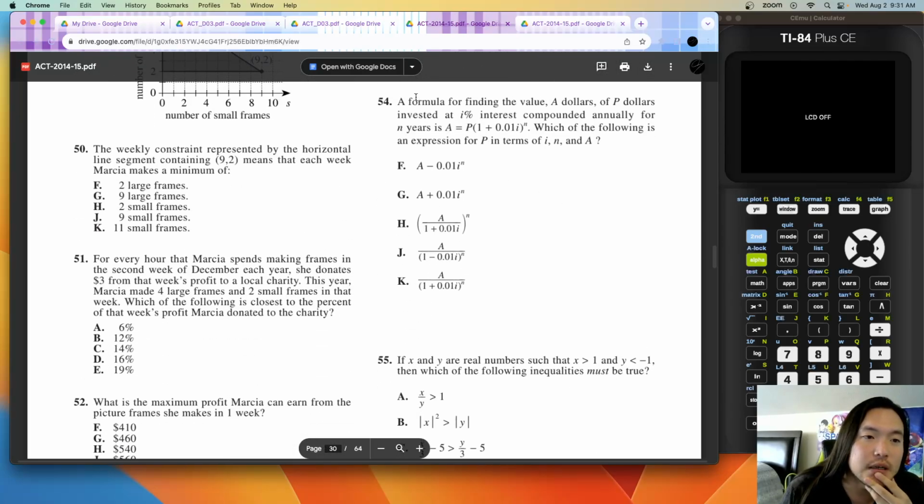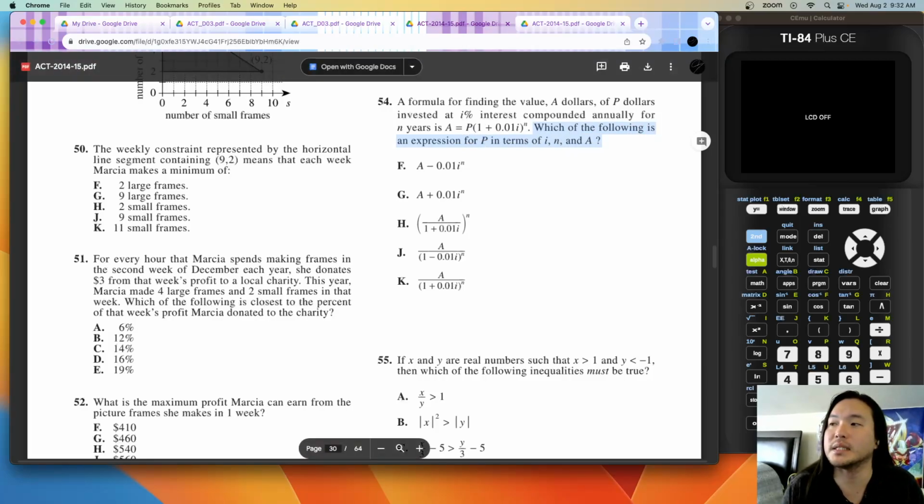Okay, 54. The formula for finding a value A dollars of P dollars invested in I% interest compounded annually for N years is A equals P times 1 plus 0.01 I to the N. Which of the following is an expression for P in terms of I, N, and A? You definitely want to get used to this type of sentence. This is a very fancy way of saying solve for P.